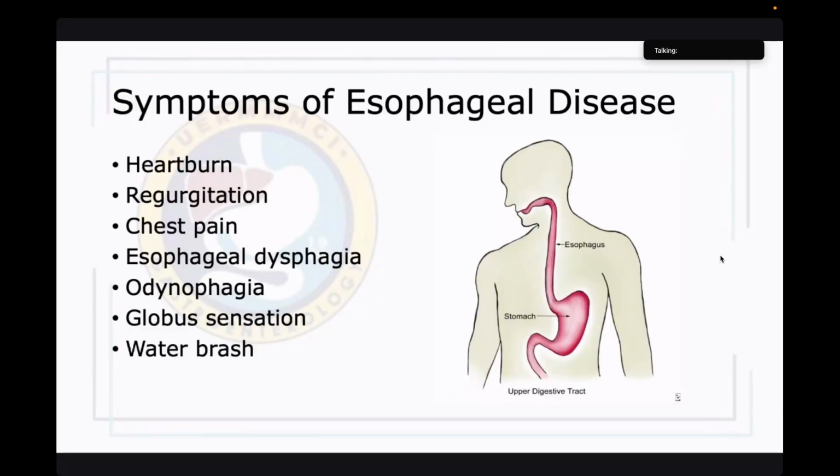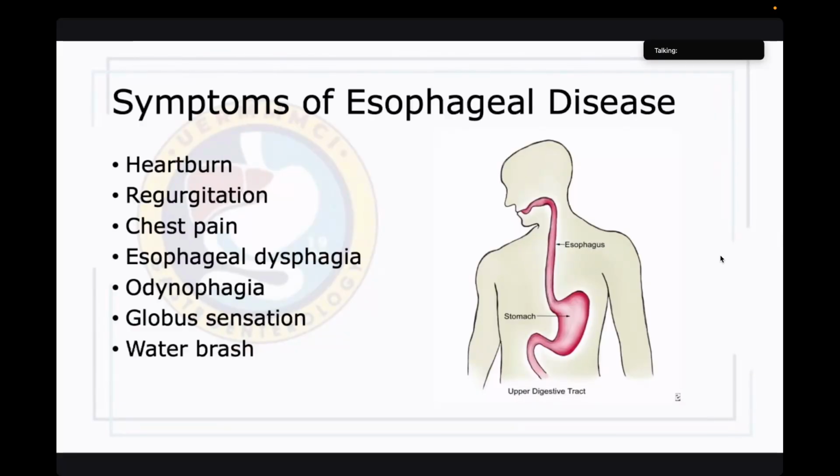Dysphagia is different from our next symptom, which is odynophagia. Odynophagia is defined as pain on swallowing. So this is usually due to mucosal injury or ulceration of the esophagus. And it is more common with pill or infectious esophagitis than with reflux esophagitis.